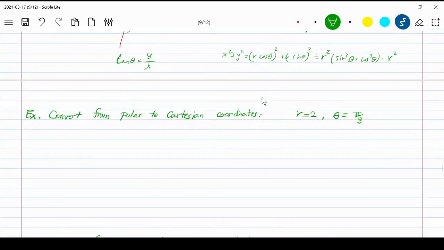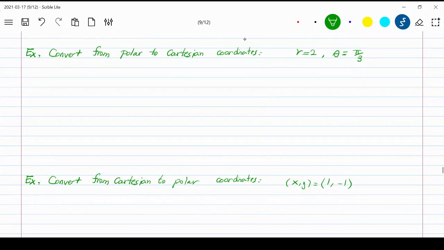Okay, let's do an example. Here we convert from polar to Cartesian coordinates. You're given r as 2 and theta as pi over 3. So you can think about it as having radius 2 and angle pi over 3. Here's pi over 3, and this length is given as 2. We're going to find out what that point is in Cartesian coordinates, that is, what the x and y coordinates are.